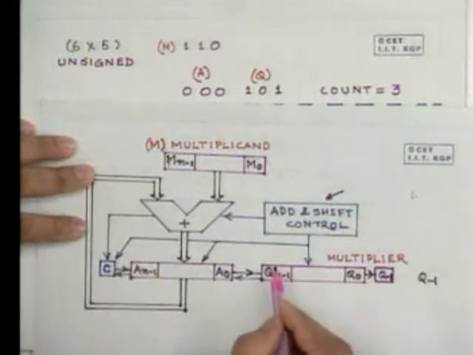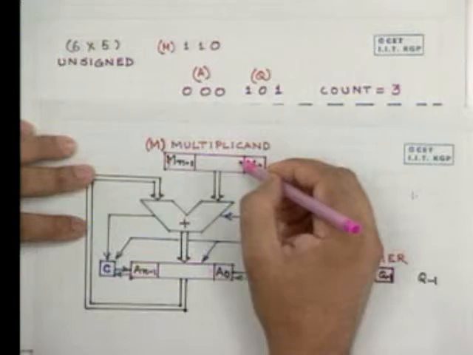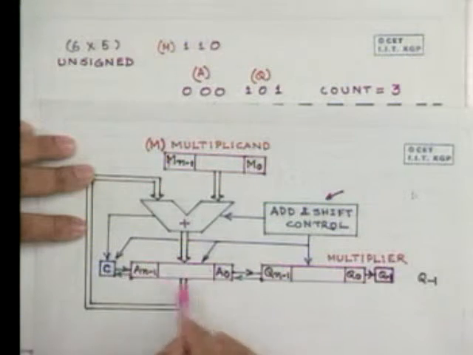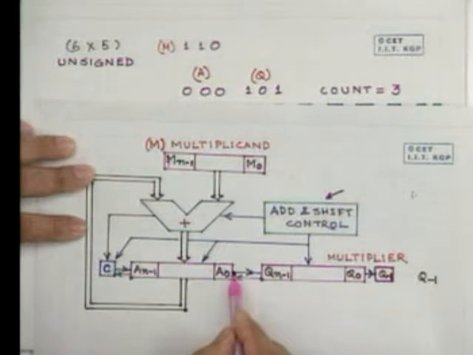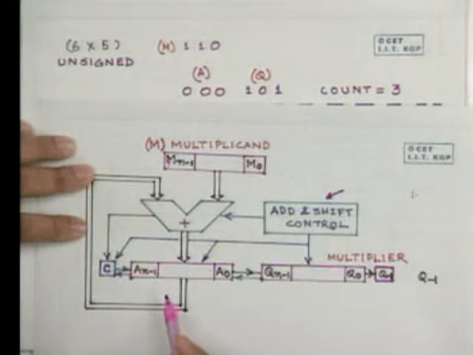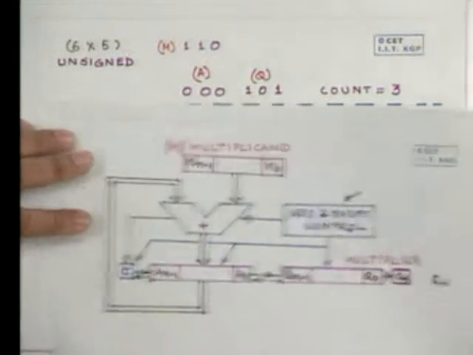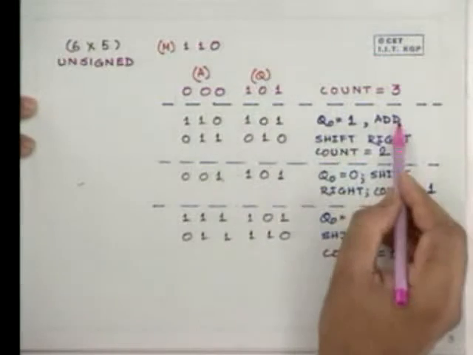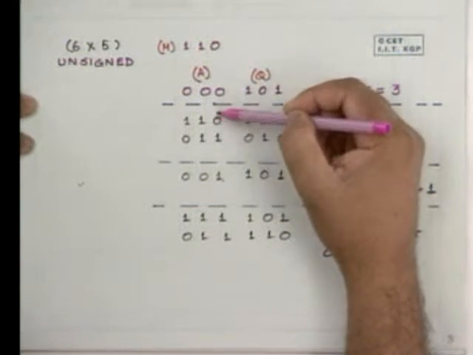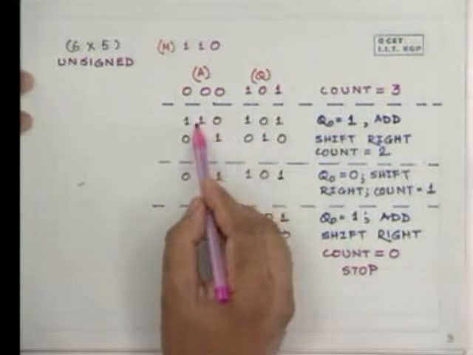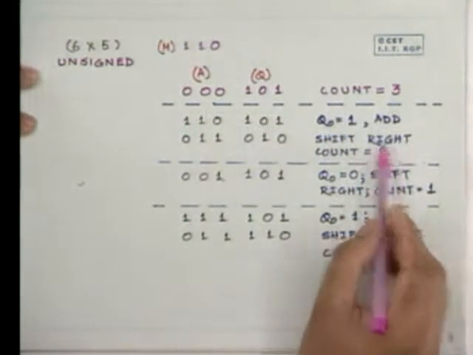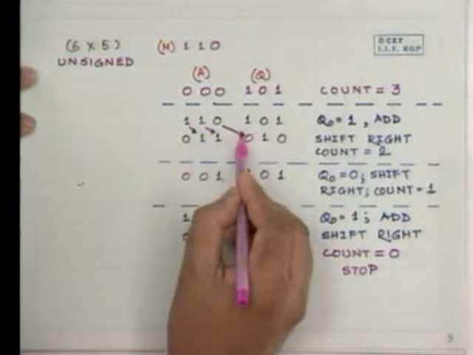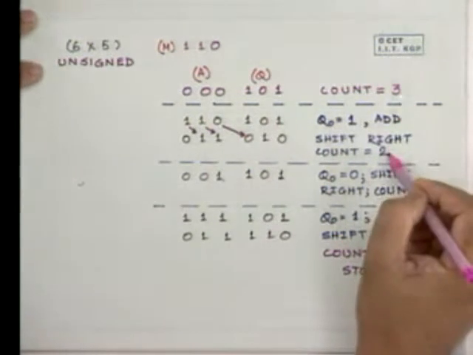This is the initialization. Multiplicand has been loaded here. Multiplier has been loaded here. A register has been cleared out. The entire circuitry has been arranged so that shifting right will take place. And the operation is allowed to go. Now, since Q0 is 1 here, we add the multiplicand to A to get 1 1 0. And after we get it, we make a shift right. This 1 comes here, this 1 comes here, this 0 comes here, and so on. Make a shift right, and the count is reduced.